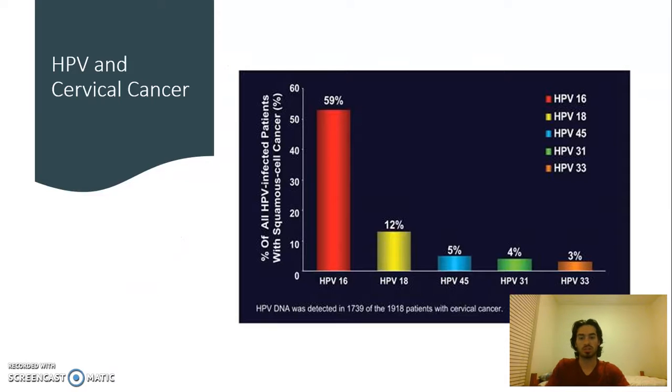So this slide shows specifically cervical cancer and the percentage of HPV-related cervical cancers and which specific species those are attributed to. So you can see HPV 16, 59%, and then between 16 and 18 you have over 70%. Then you have a few other ones. You have 45, 31, 33. Those are also going to cause cervical cancer, or they have a high risk of it. But 16, 18 are really the ones to look out for.